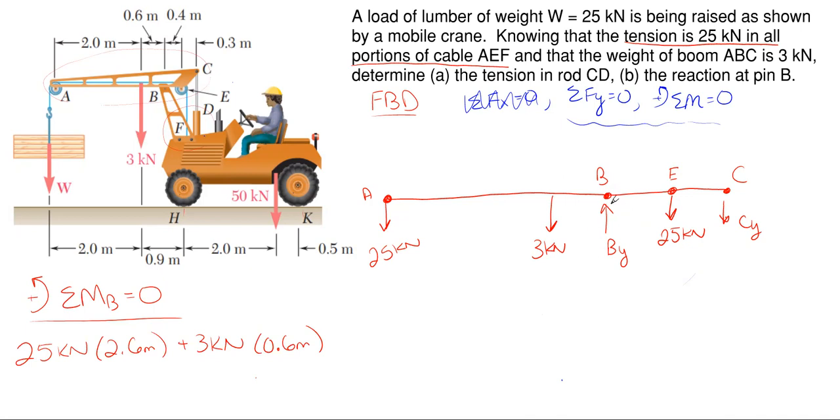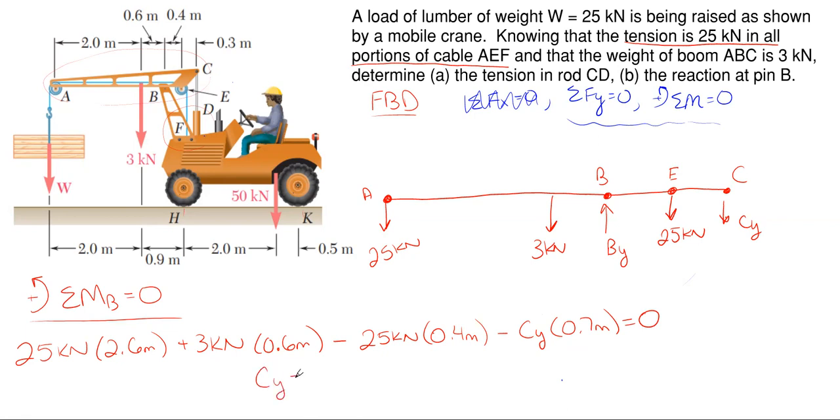B sub y I'm not going to include because it goes right through my point, so its perpendicular distance is 0. Then I have E here, which is 25 kilonewtons of force, times its distance to point B, which is 0.4 meters as shown up here. This one will be rotating clockwise about point B, so that is negative based upon my sign convention. Then I have C sub y, which I have assumed downward. So it will be rotating clockwise about point B, and the distance is 0.7 meters. That's everything that I have in my moment for that portion of the mobile crane boom. C sub y is my only unknown in there.